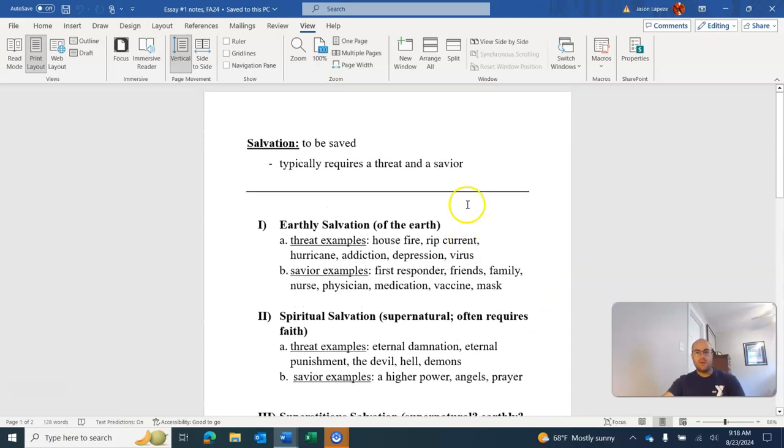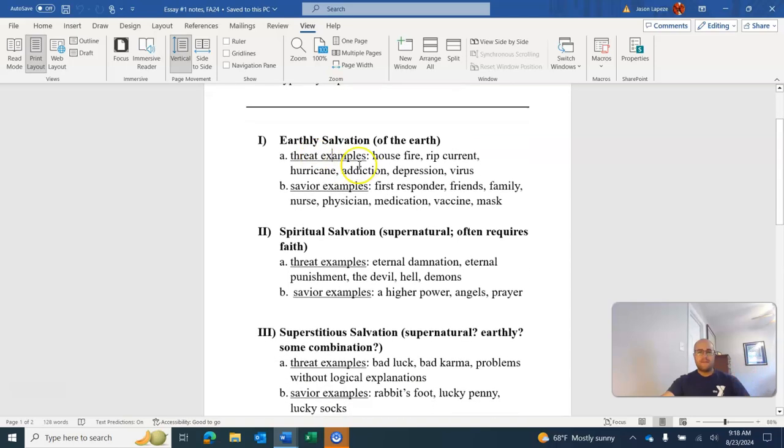And I usually say, once you get your introduction, you engage your audience, you have a thesis statement that directly responds to the prompt and specifically defines the term salvation. Between breaking down threats and saviors for earthly, spiritual, and superstitious salvation, you usually will have somewhere between 3 and 6 body paragraphs. And that should easily get you to those 3 full pages. That's the minimum requirement for essay number 1.